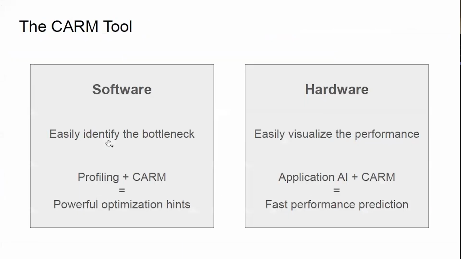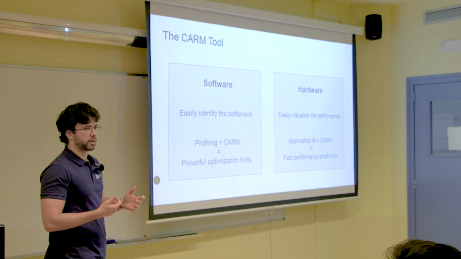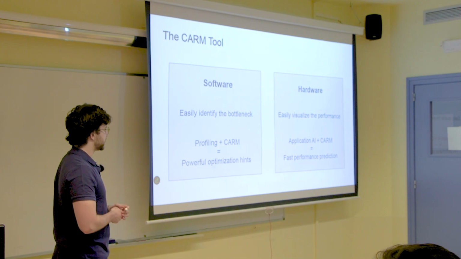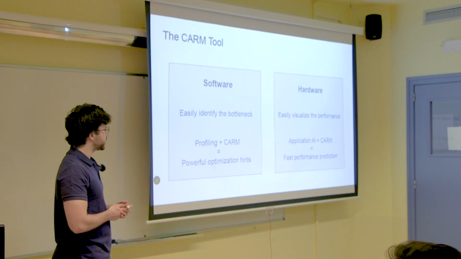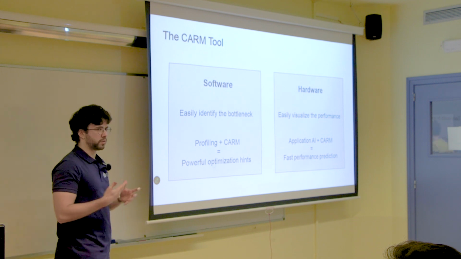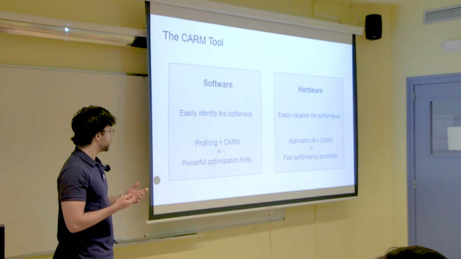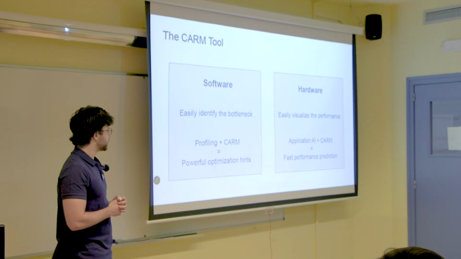And so, on the software side of things, the CARM tool allows you to easily identify which bottleneck is at play and gives you an idea of how to solve it. So if you can profile your application and you have your architecture's roof, you get really powerful hints towards optimizing it. And on the hardware side of things, even if you can't optimize your application, you can easily visualize the performance of different platforms.